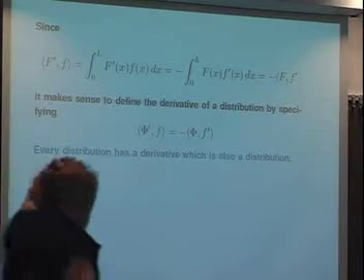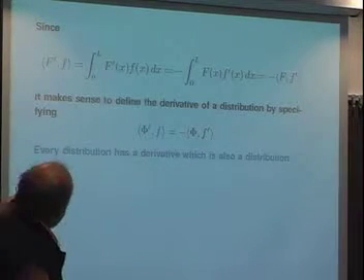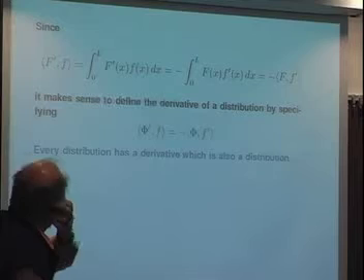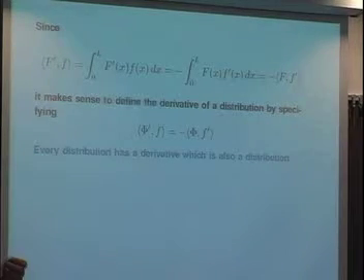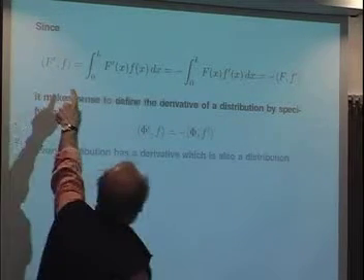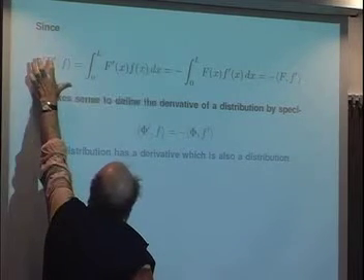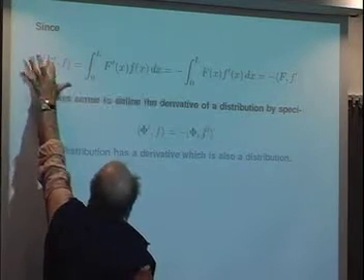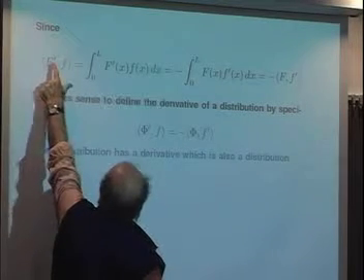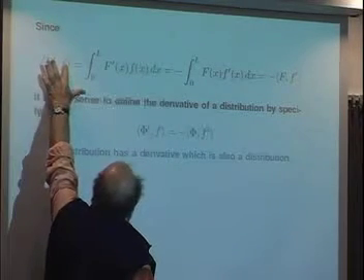Okay, and now there's one fantastic fact about distributions. First of all, you start off with a very simple inequality. If I take a smooth function and I consider it as a distribution, and then I take its derivative, which is still a smooth function of period L, I can integrate that against a function f.